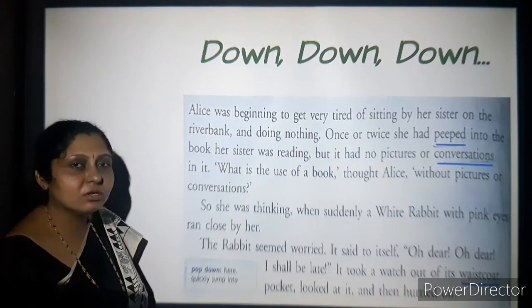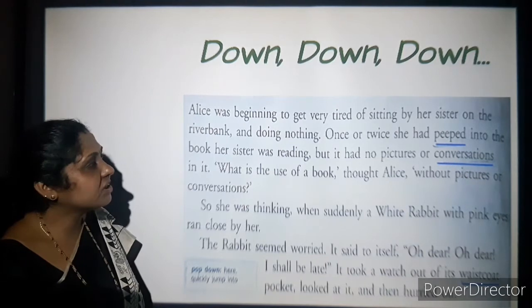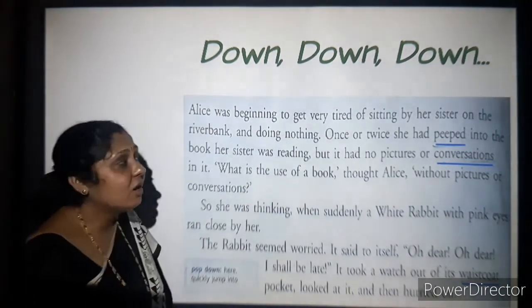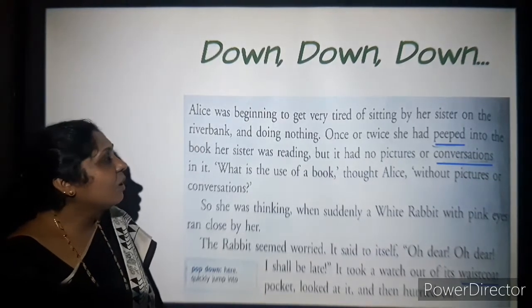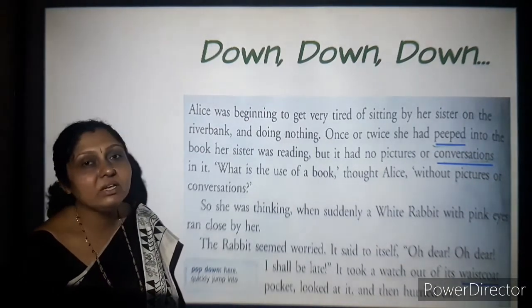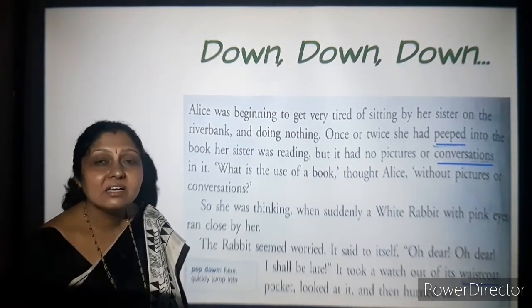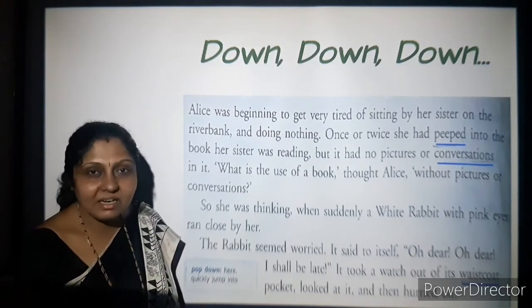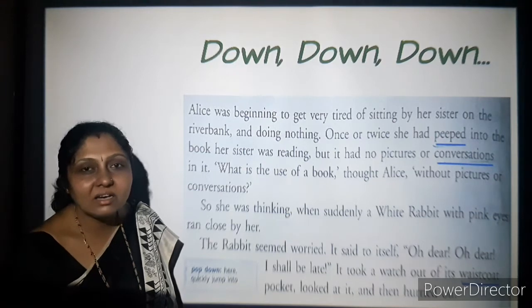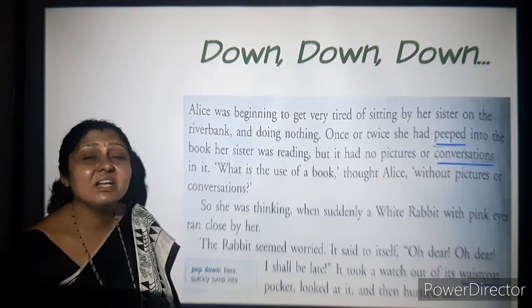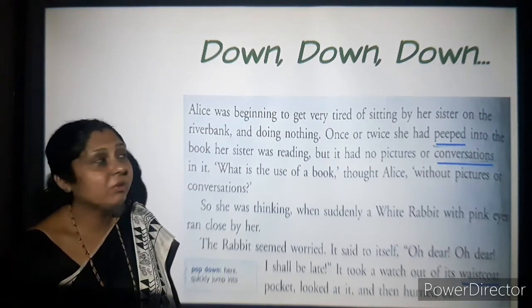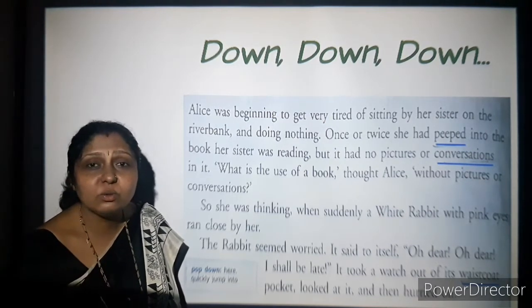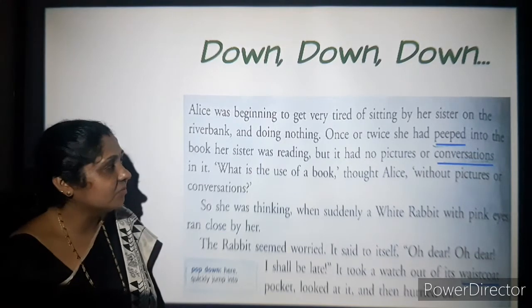So Alice was also such a girl. So what was she doing? Alice was beginning to get very tired of sitting by her sister on the river bank and doing nothing. So where was Alice? She was sitting by her sister, which means sitting close to or near her sister. And she was feeling very tired and bored, because she had nothing to do. She did not have any work to do. She was just sitting near her.